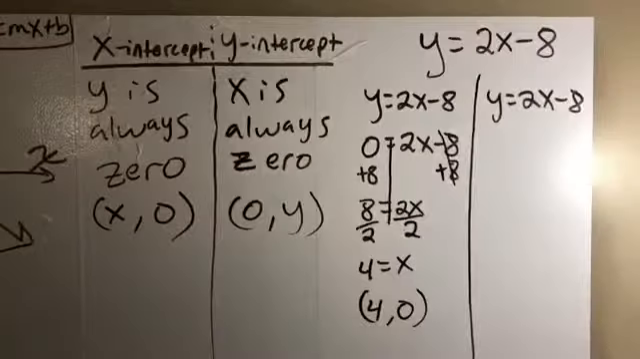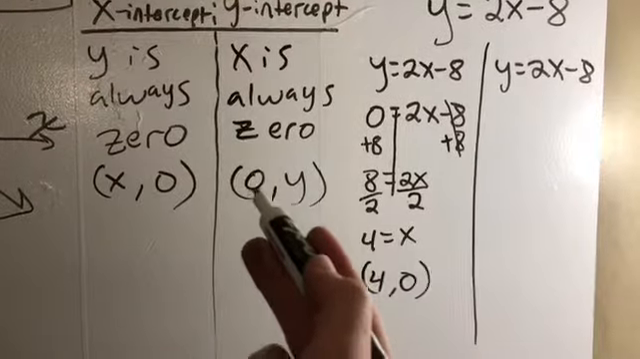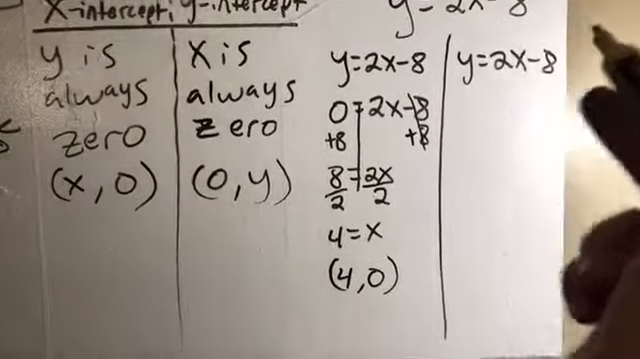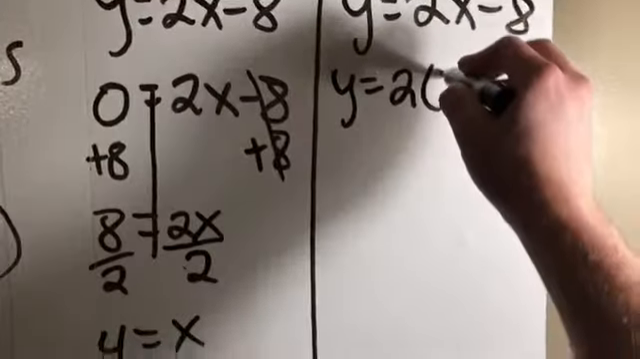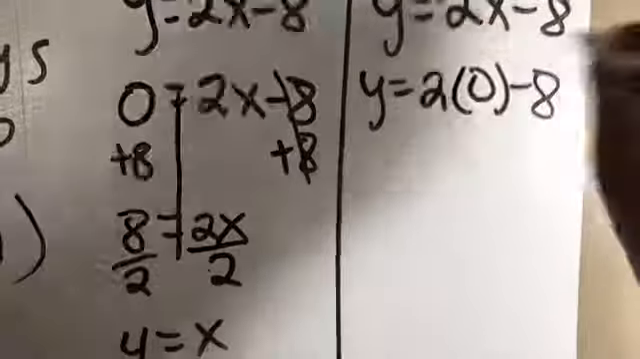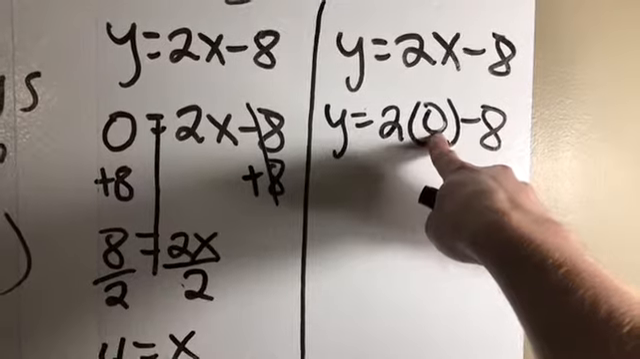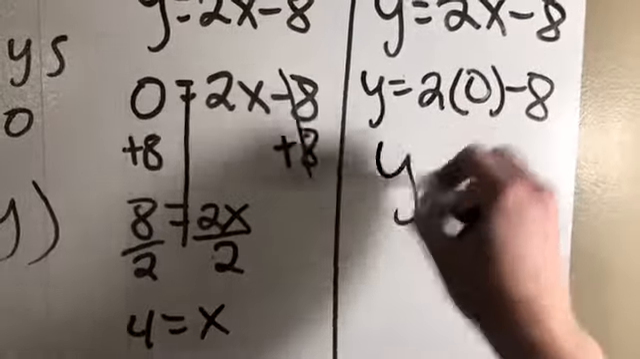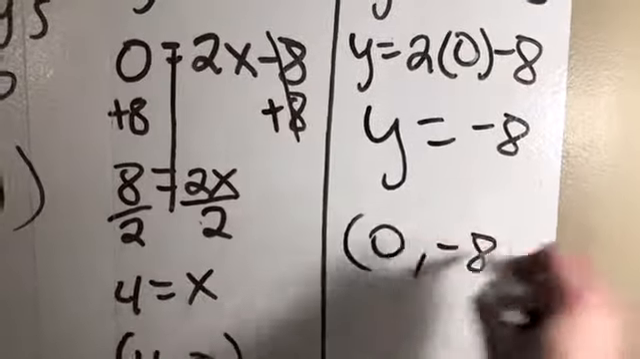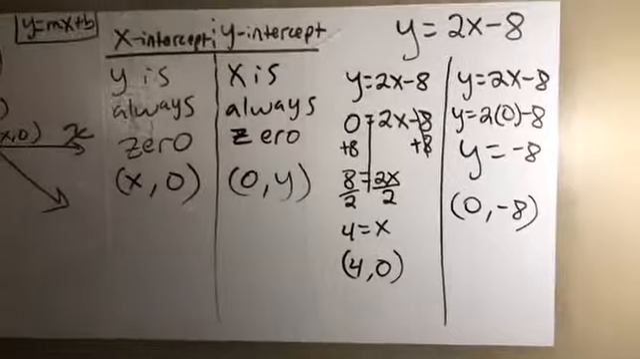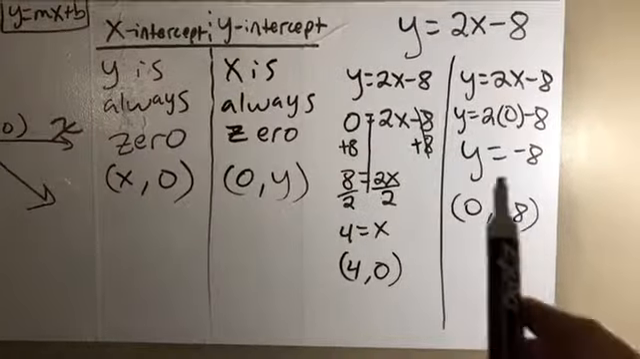Now let's flip it. The y-intercept, x is always 0. So I'm going to take that 0 for x and plug it in for x instead now. I always like to use parentheses. Since I plugged in 0 for x, my answer is going to be the y-intercept. 2 times 0 is 0. And so now I'm left with negative 8. So my y-intercept is negative 8. Whenever you want the y-intercept, your y will be a number and x will be a 0.